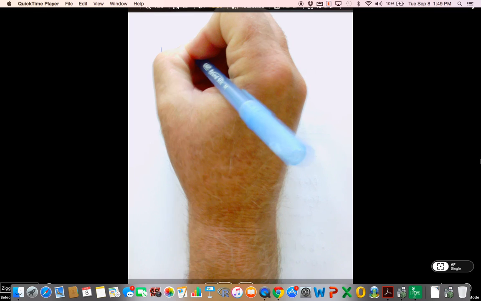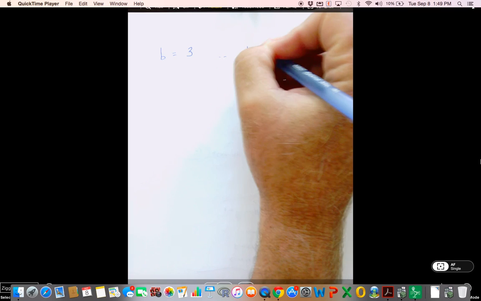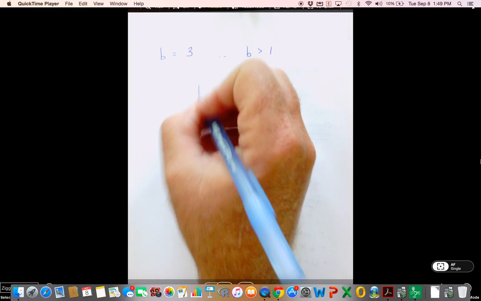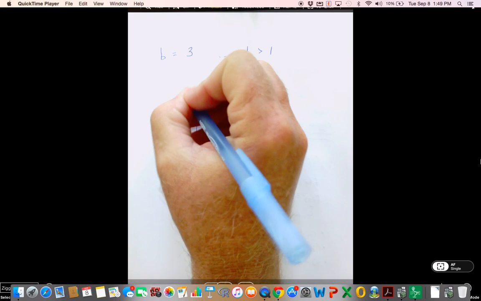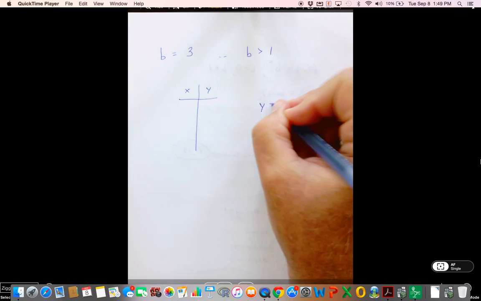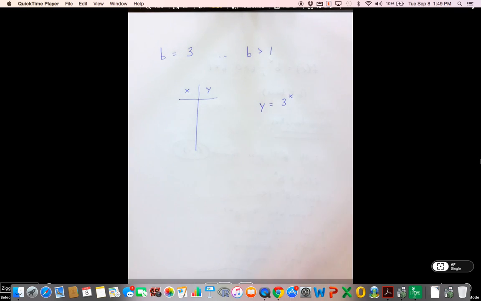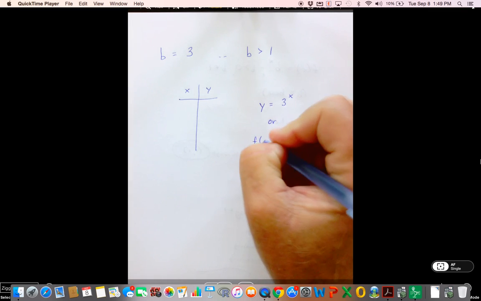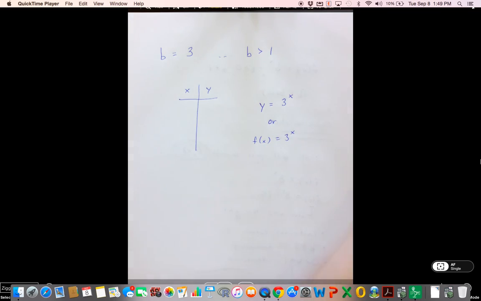Well, let's just choose a base of 3. Well, clearly, in this case, our base is greater than 1, right? So from what I told you before, this should be an increasing function. Well, let's take a look at some x's and some y's for the function y equal 3 raised to the x power, or if we're using function notation, f of x equal 3 raised to the x power.